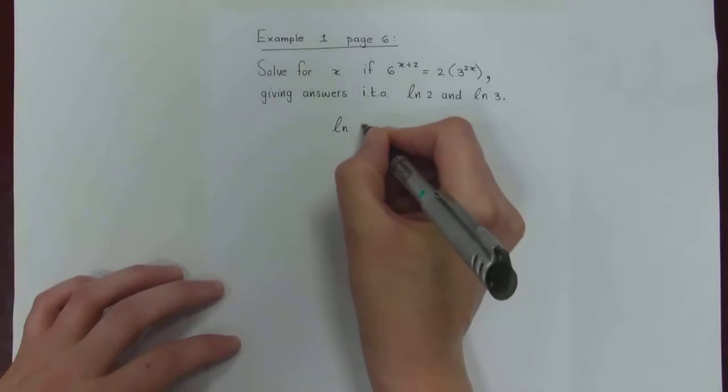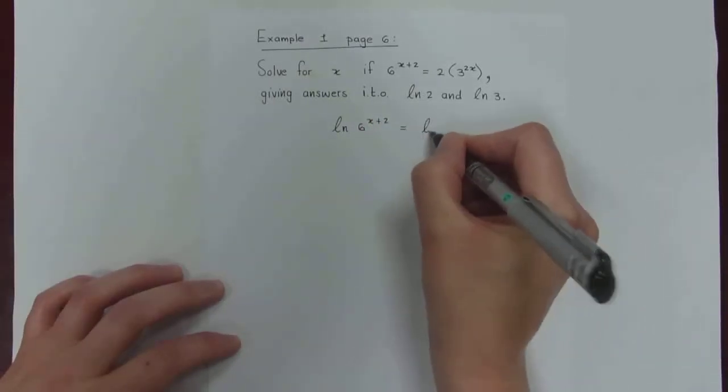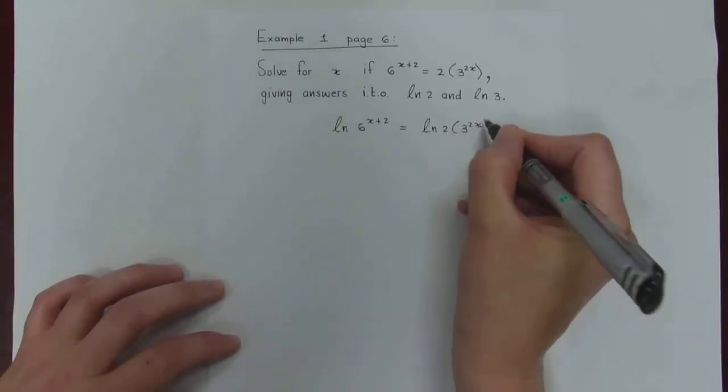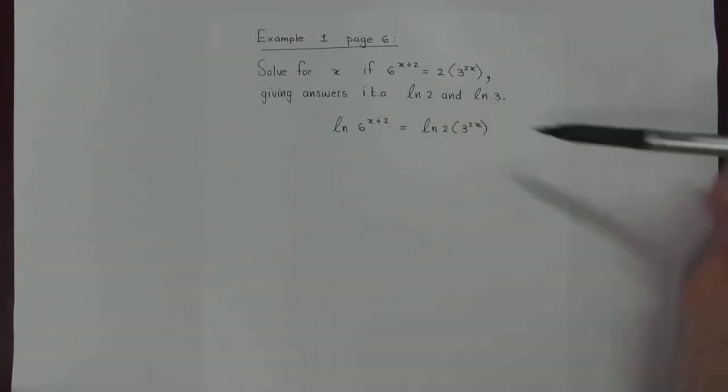putting ln on the left-hand side and putting ln on the right-hand side. And logically speaking, I'm perfectly allowed to do that simply because I can do whatever I want in an equation as long as I do it on both sides.